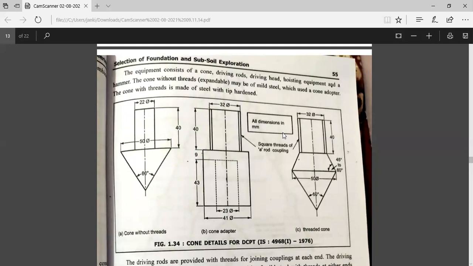The driving rods are provided with threads for joining with a coupling at the end. The driving rods are marked at every 100 mm. The driving head is of mild steel with threads at either end for a rod coupling. It is 100 mm in diameter and 100 to 150 mm in length. A suitable hoisting equipment like a tripod may be used.